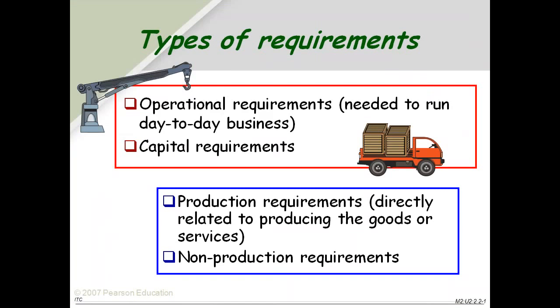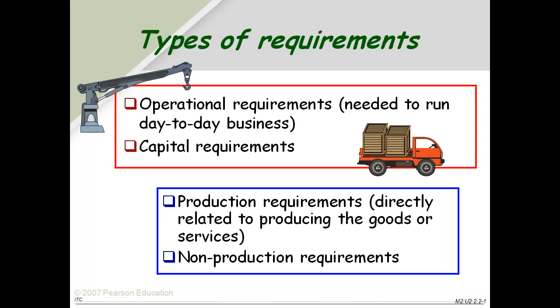Now types of requirements could be two. Operational requirements, to run some machinery, to run some equipment. You've got a photocopier? The photocopier is a capital part, but to run photocopiers, you need cartridges, you need paper. Those are the operational requirements. So these are required on a day-to-day basis.